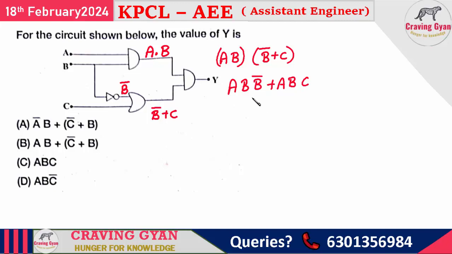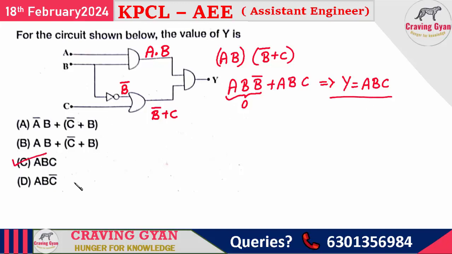What is B into B bar? Which is 0. Why? Suppose B equals 0, then B bar will become 1, and 0 multiplied by 1 is 0 only. If B equals 1, then B bar will be equal to 0, then also you are going to get the value as 0 only. So the term that is left out is ABC. Is it not easy?